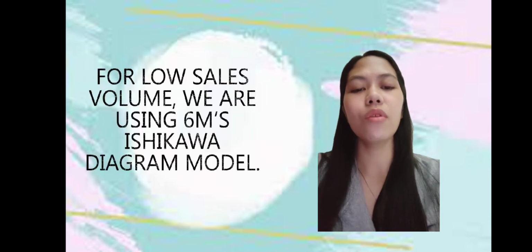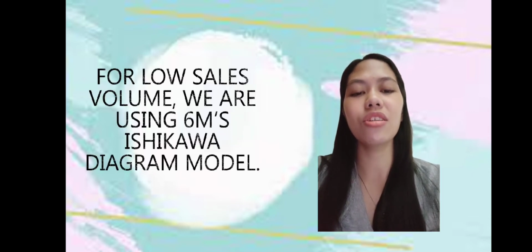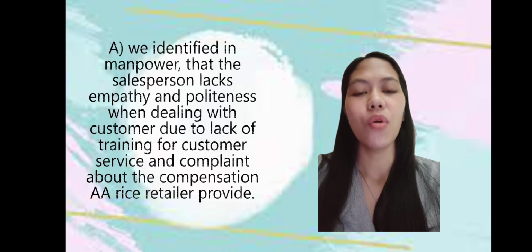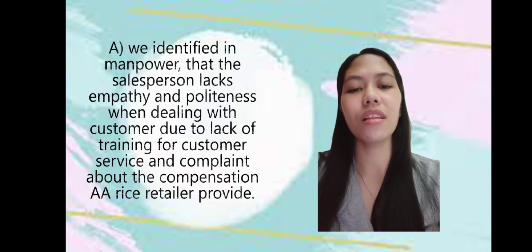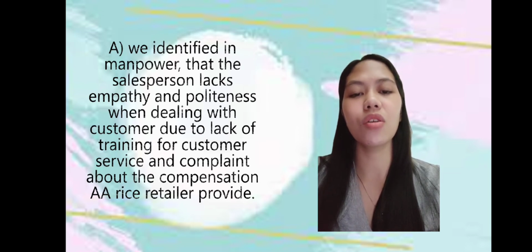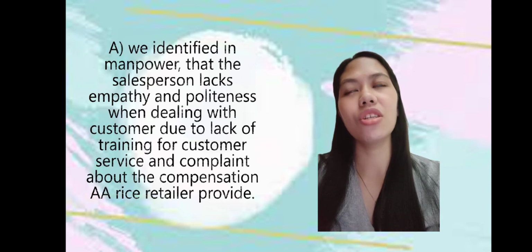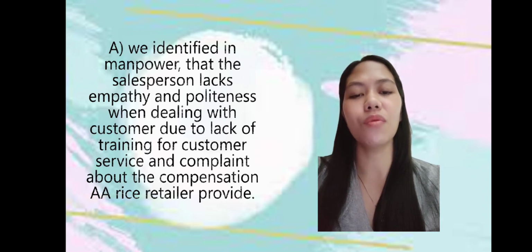For low sales volume, we are using 6M's Ishikawa diagram model. We identified in manpower that the salesperson lacks empathy and politeness when dealing with customer due to lack of training for customer service and complaint about the compensation AA Rice Retailer provides.